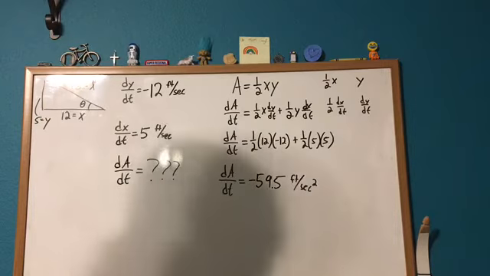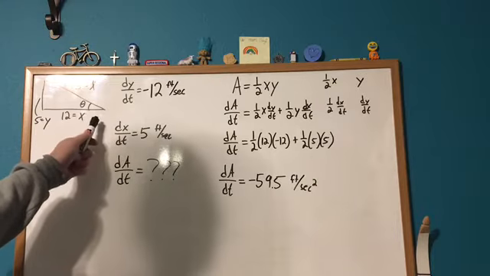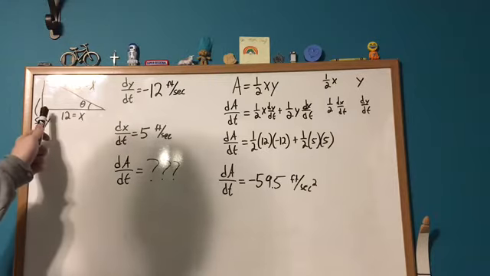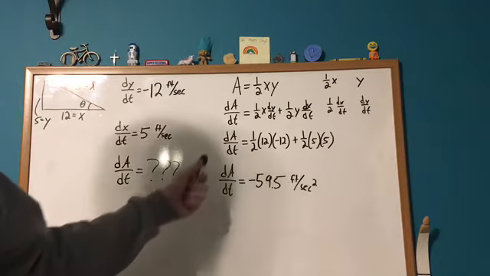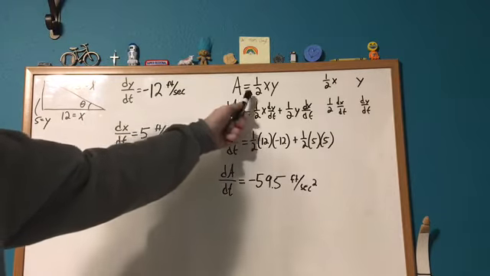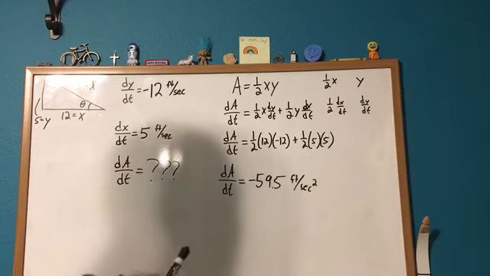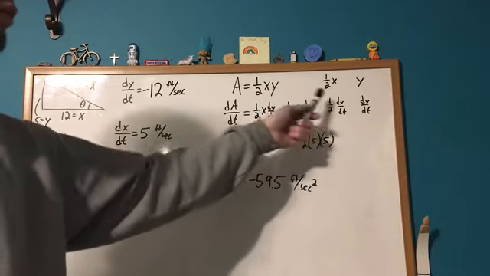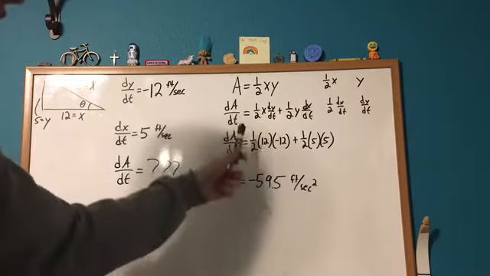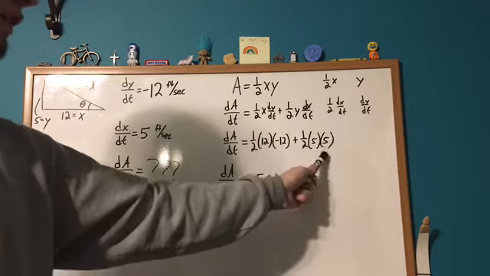The second part of this problem is to find out at what rate the area of the triangle made by the ground, the wall, and the ladder is changing. So first we start with the area of a triangle is 1/2 base times height. Our base is x and our height is y in this case. So 1/2 xy. Then we find the derivative of that using the product rule right here. Then we know all of these, so we just plug everything in and solve it.